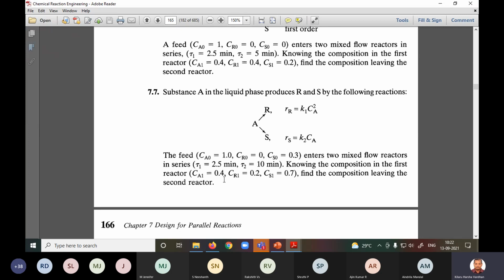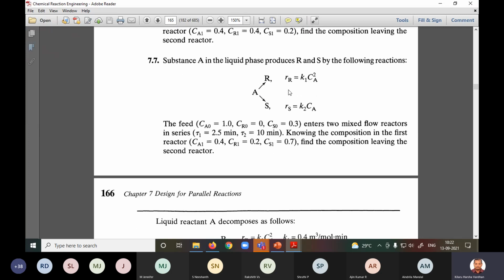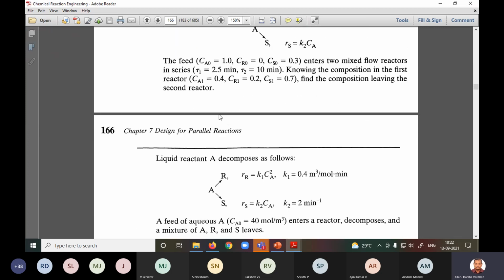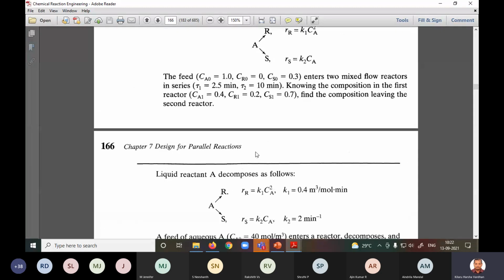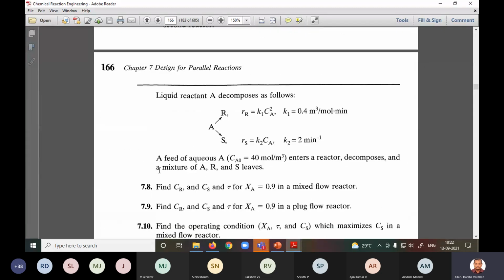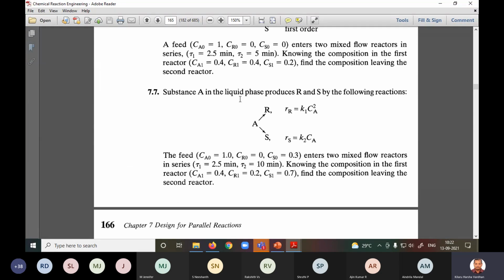This is one more problem. This problem is also asked a lot of times in the exam, 7.7. You can see in some of 7.8 and 7.9 you are using these values. So try to do this 7.7.